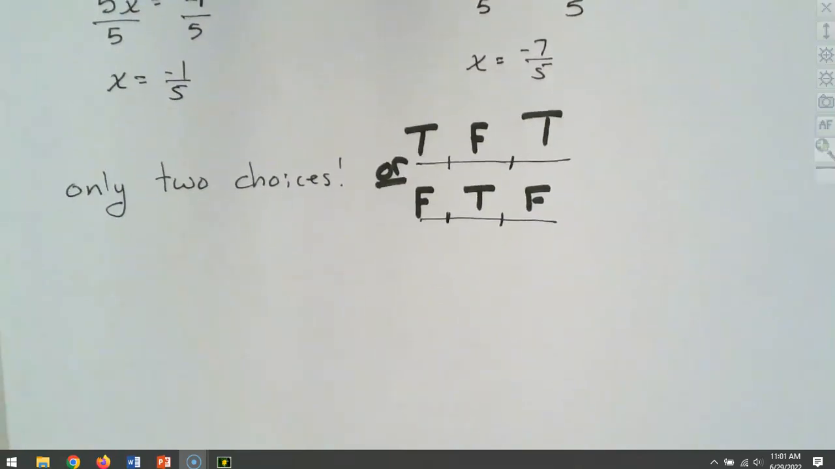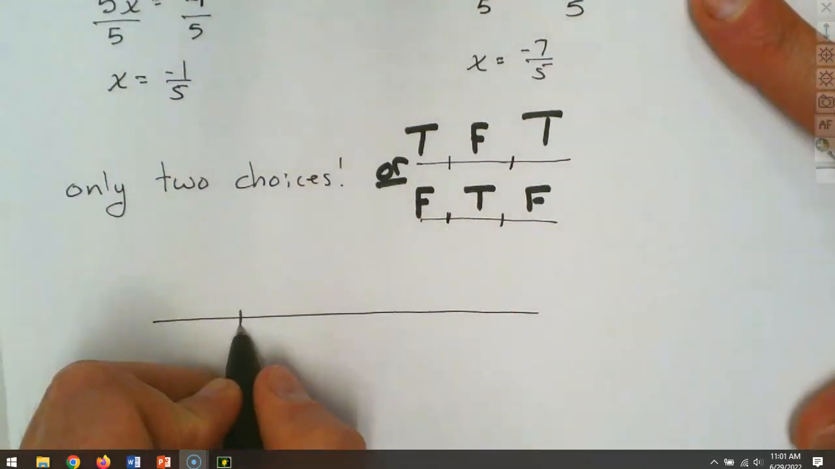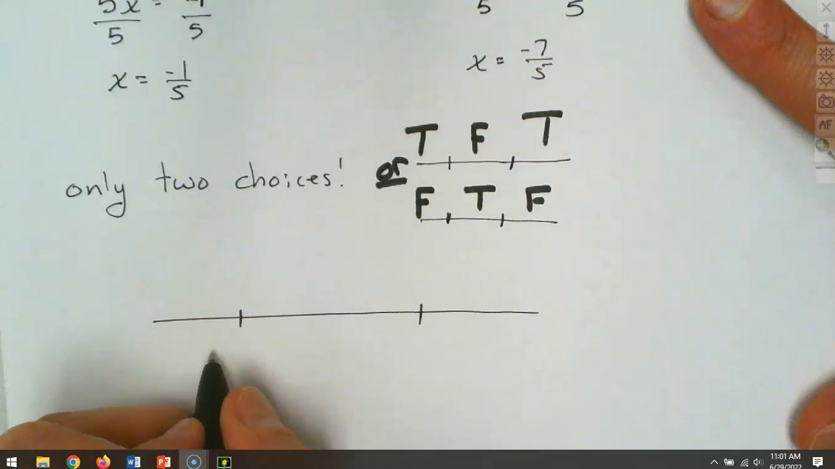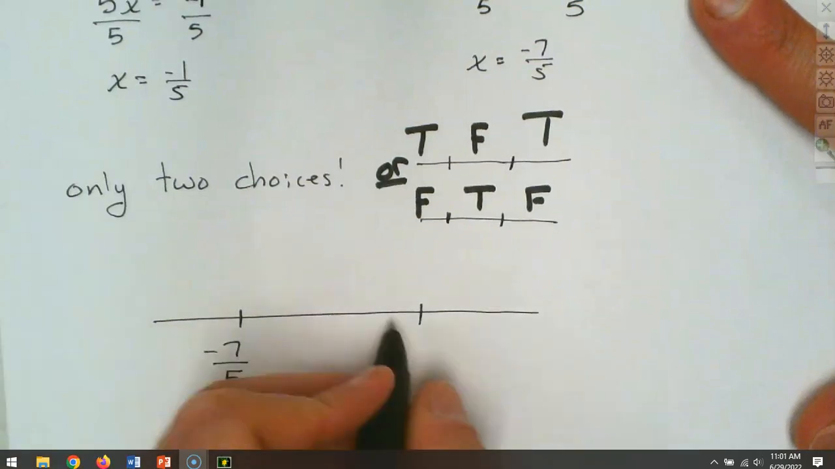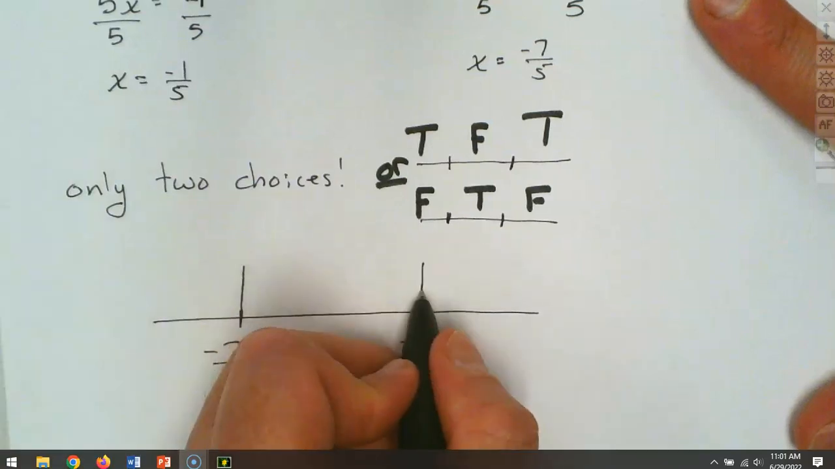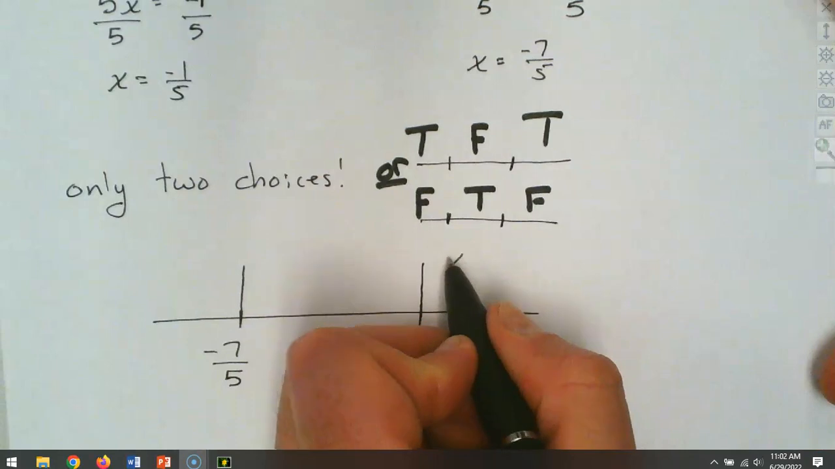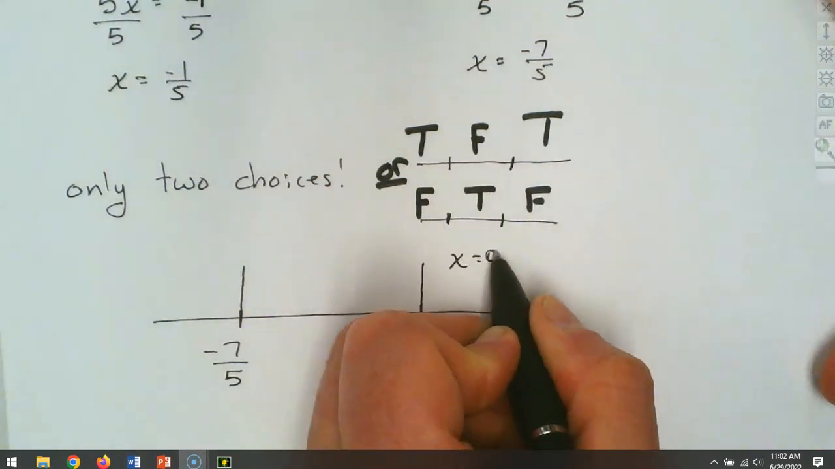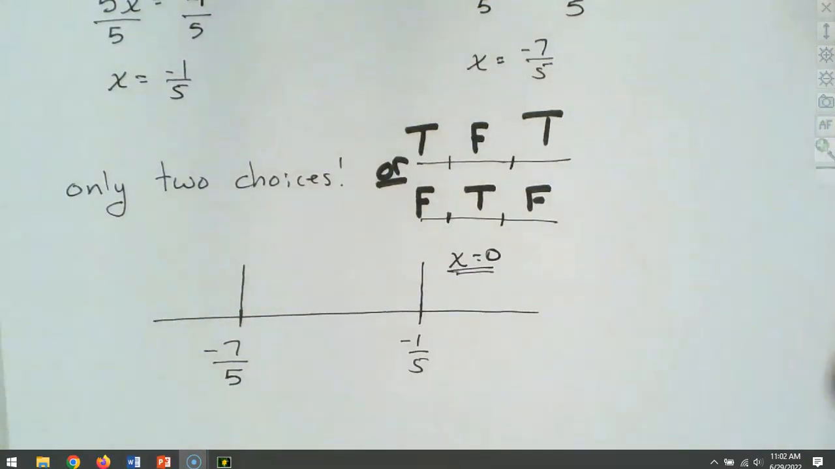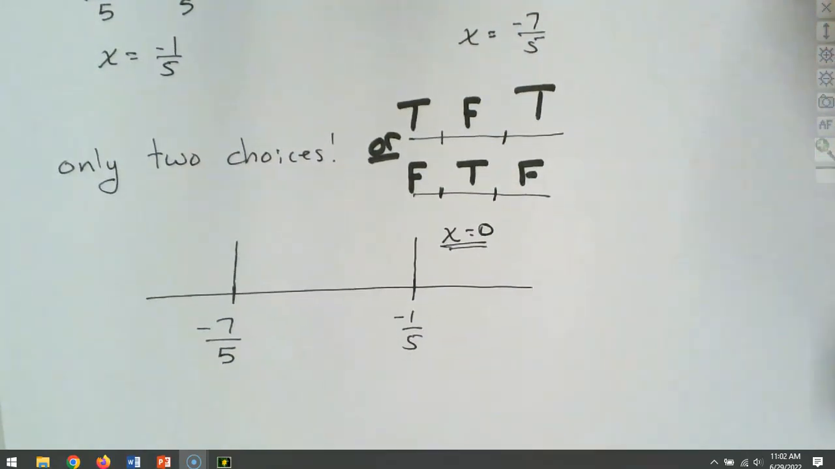What we're going to do is put these on our number line. Make sure they're in the correct order. Make our regions, just like we did a moment ago. But we're going to pick 0. And let's find out where 0 is at. So 0 is clear over here. 0 is bigger than negative 1/5, so that's clear on the right.